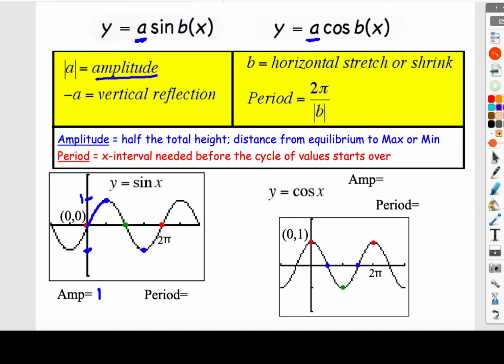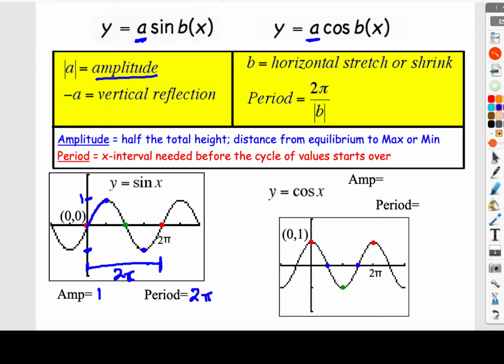The period, on the other hand, is the distance from left to right that it takes for our function to repeat itself. And notice it goes 2 pi units, 2 pi, 1 full circle, before it repeats itself.